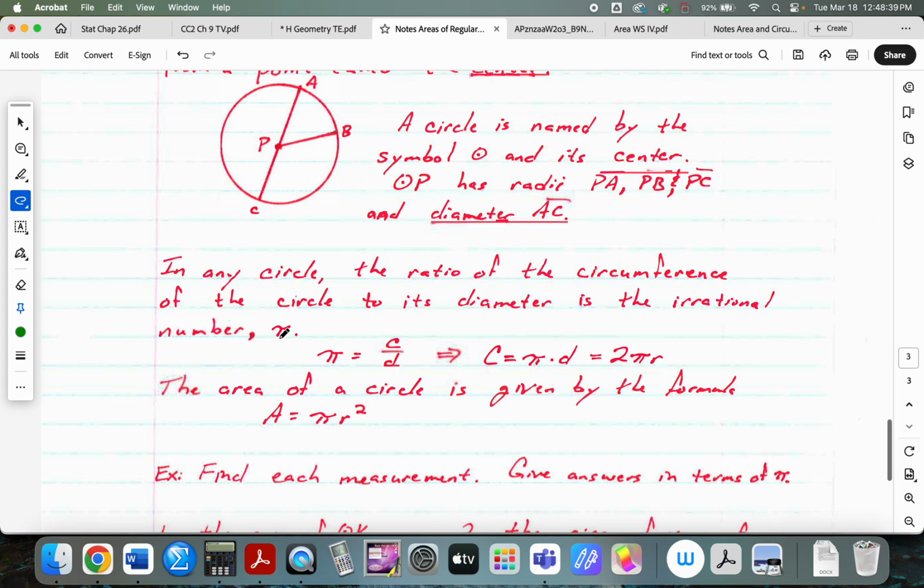In any circle, the ratio of the circumference to its diameter, so circumference divided by diameter, is the irrational number pi. It's approximately 3.14. If you want to get longer, it's approximately 3.1415926.